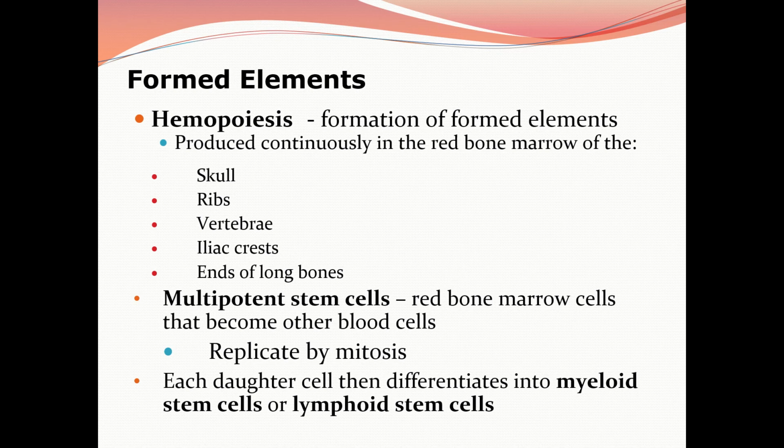Hemopoiesis is the formation of formed elements. The formed elements are produced continuously in the red bone marrow of the skull, ribs, vertebrae, iliac crest of the hips, and the ends of the long bones. Multipotent stem cells, such as red bone marrow cells, become other blood cells. They replicate by mitosis. Each daughter cell then differentiates into myeloid stem cells or lymphoid stem cells.